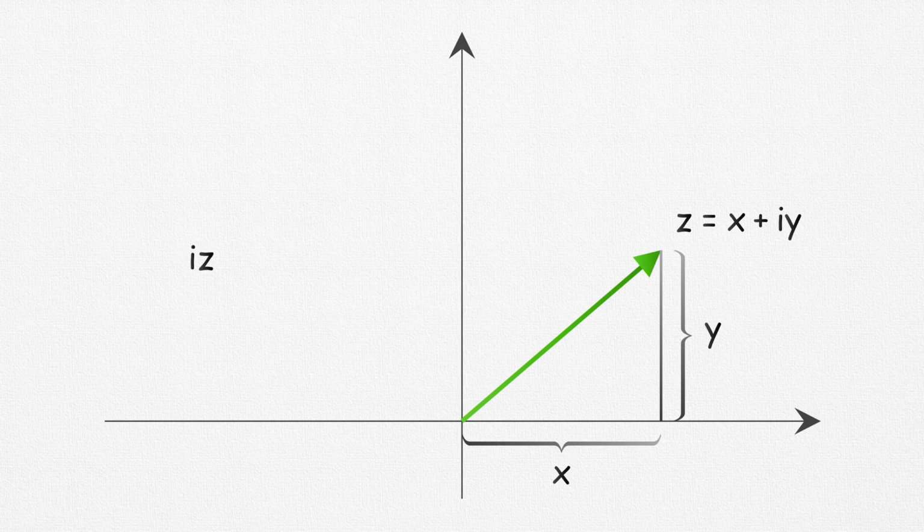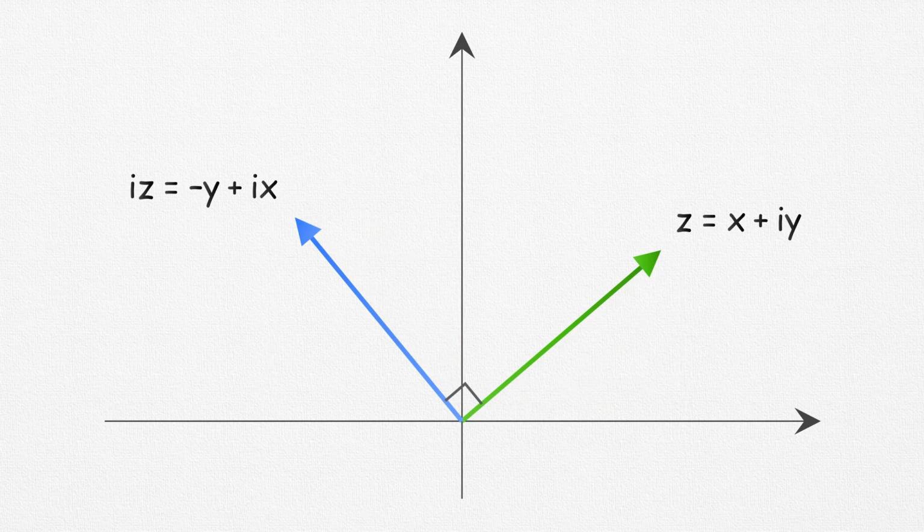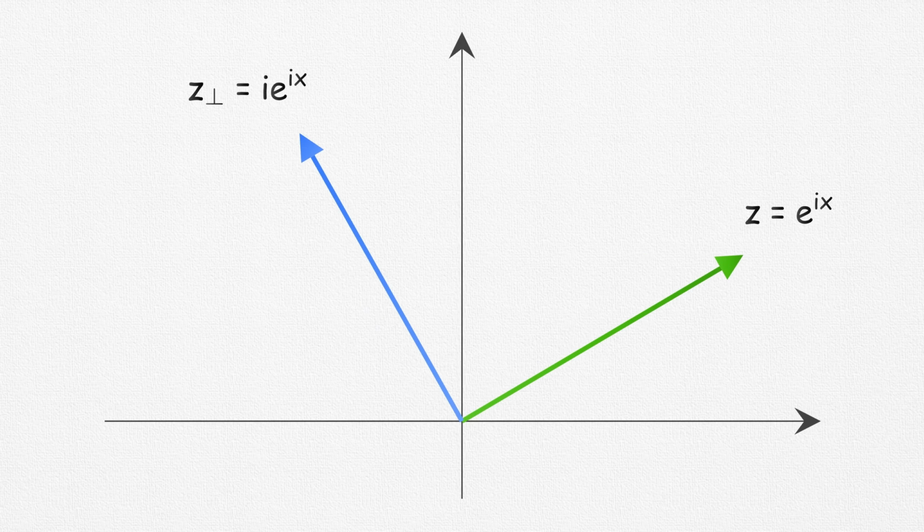Now here's something really interesting. What happens if we multiply z by i? It becomes minus y plus ix. Here, y lies along the negative x-axis, and x lies along the y-axis. Let's focus on these triangles. They are congruent, which means both these angles are the same. If we rotate the axes by that angle, they align with the complex numbers. This shows that z and iz are perpendicular to each other. Therefore, i times e to the power ix is perpendicular to e to the power ix.